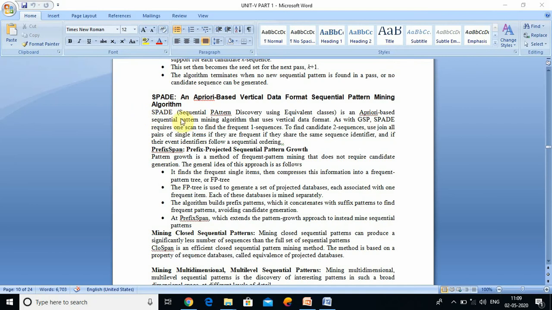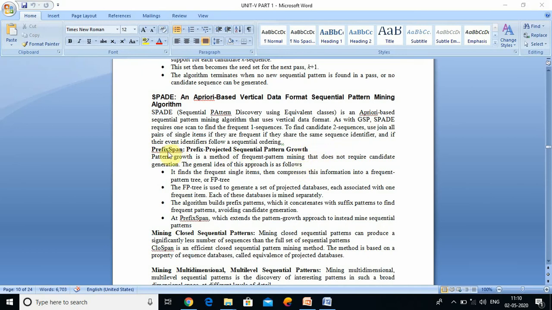Next, SPADE. SPADE stands for sequential pattern discovery using equivalent classes. SPADE is an Apriori based sequential pattern mining algorithm that uses vertical data format. As with GSP, SPADE requires one scan to find the frequent one-sequences. To find the candidate two-sequences, you join all pairs of single items if they are frequent, if they share the same sequence identifier, and if their event identifiers follow a sequential ordering.